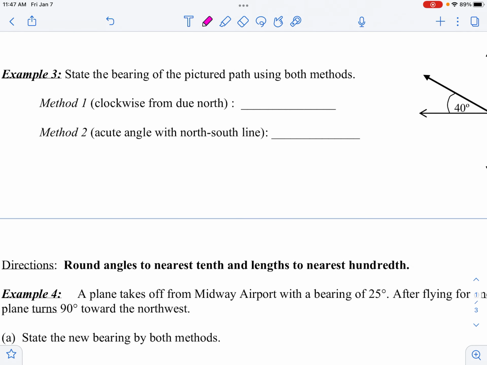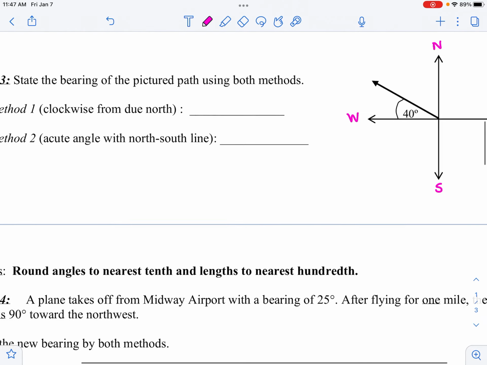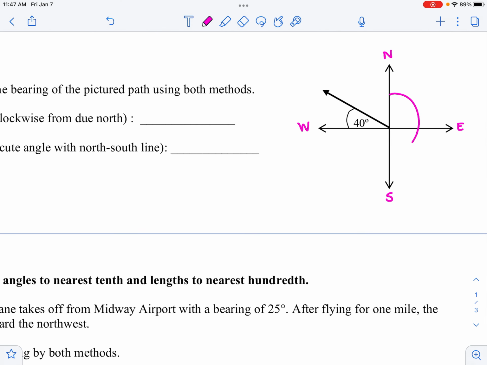All right, so this one is doing exactly what we were just doing. State the bearing of the pictured path using both methods. So I need my never eat soggy Wheaties drawn in. All right, so method one, from clockwise due north. So I want to know how many degrees this is right here. So you can see that that is 270 plus 40, which is 310 degrees. Once again, that's from 270 plus 40 more.